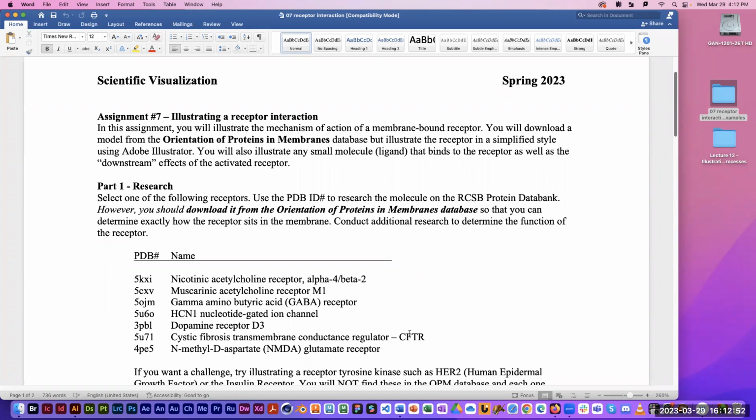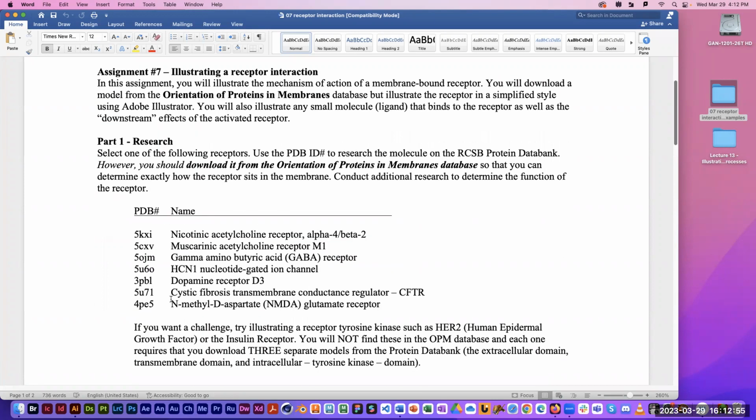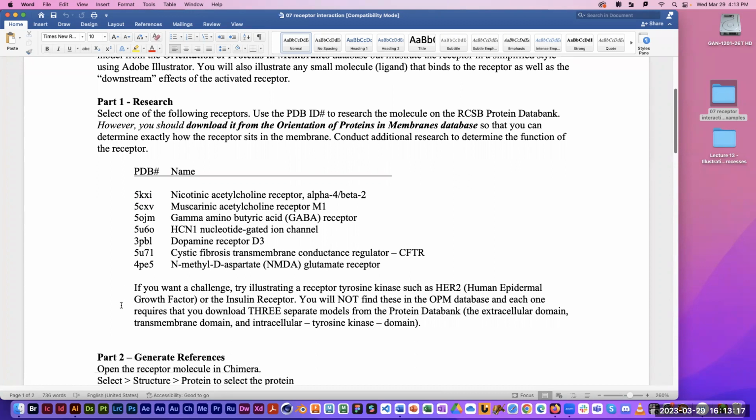So I've given you a list to choose from here: the nicotinic acetylcholine receptor, a muscarinic acetylcholine receptor, which is a little different, and then a handful of others. I've actually given you the PDB ID number for each of these if you want to use it. I'm open to suggestions if people have other ideas of a different kind of receptor that they want to illustrate. I did put a little note in here that if you want to try something challenging, you can try to illustrate a receptor tyrosine kinase, like human epidermal growth factor or insulin receptor.